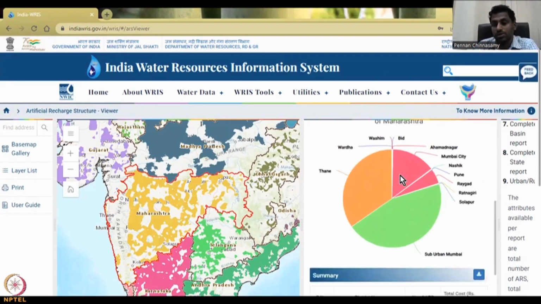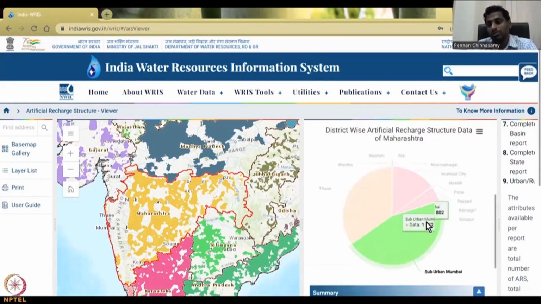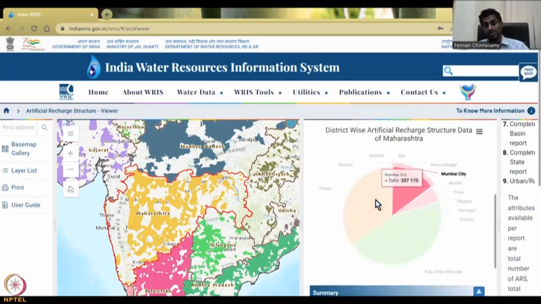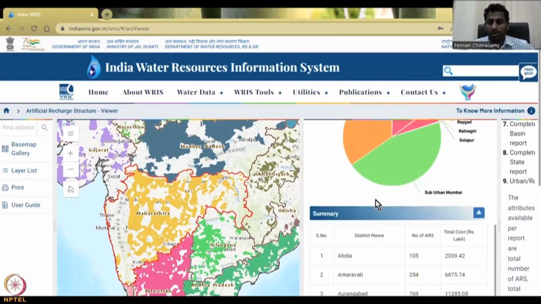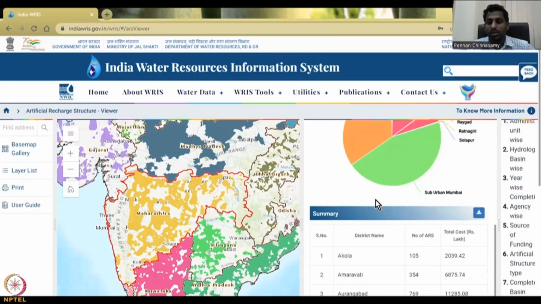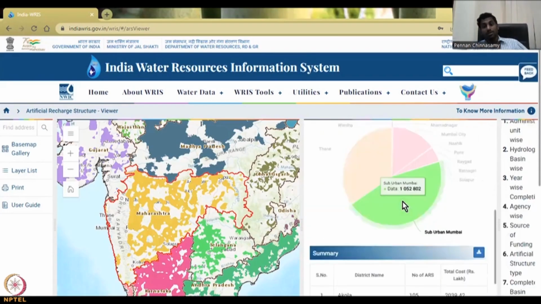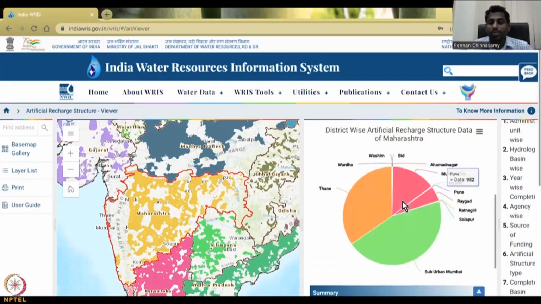So please excuse them. And then you could see how and where these structures have been put. So total number of structures, you can come down on this list to get the total number, but most of it is in suburban Mumbai, and then Thane, and then Mumbai city, etc., etc. Okay.